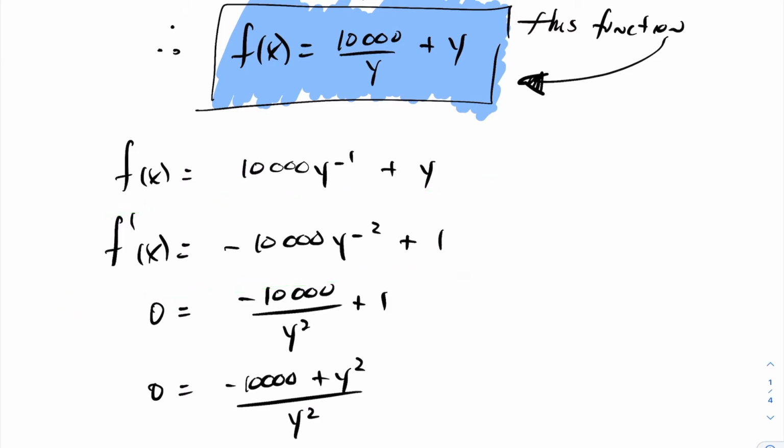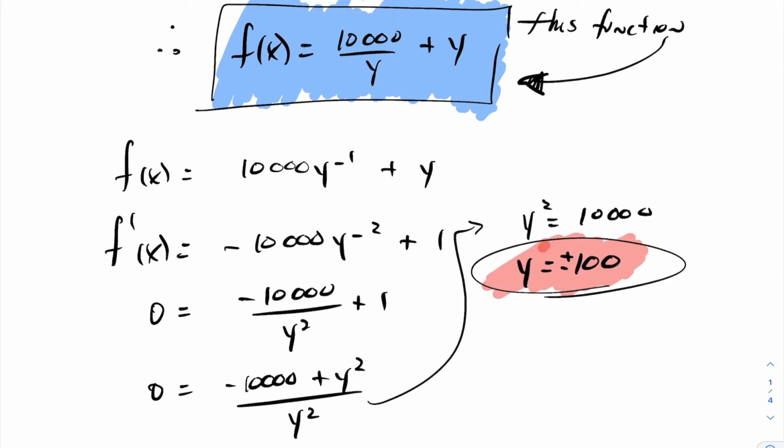And then I just went ahead and got a common denominator here and set this equal to 0 so we can find our critical numbers. Critical numbers exist where the function f prime is equal to 0. This happens at the following points. This happens when y equals plus or minus 100. Substituting this into our equation 1, we have the following two x values.